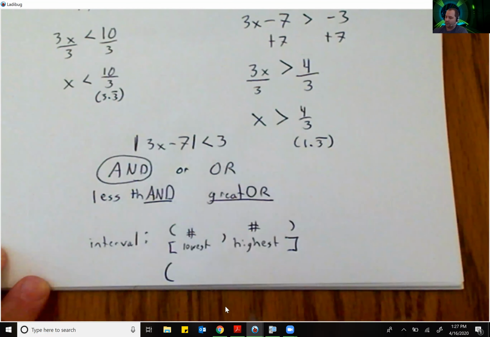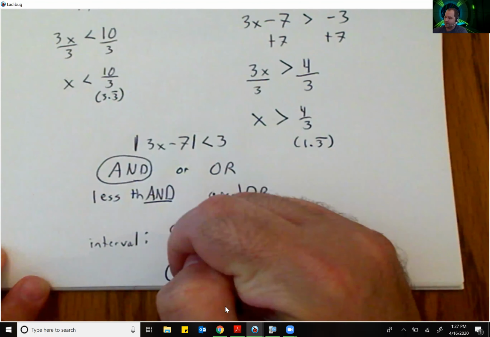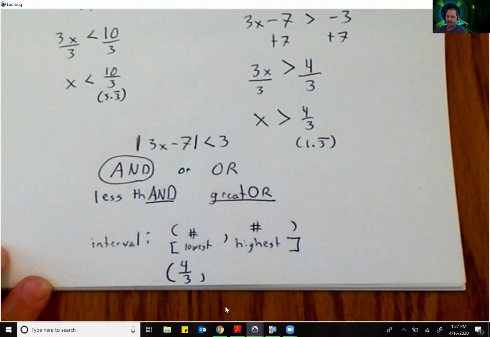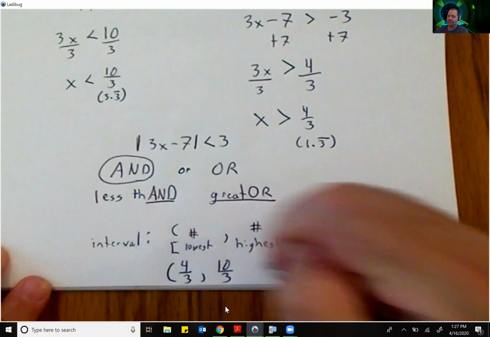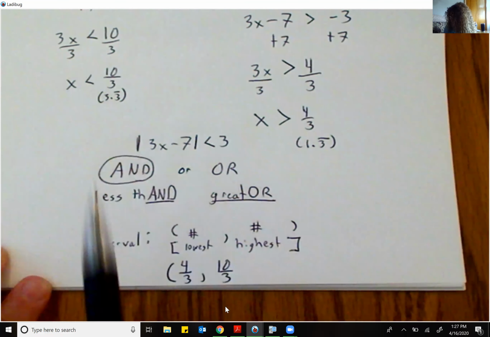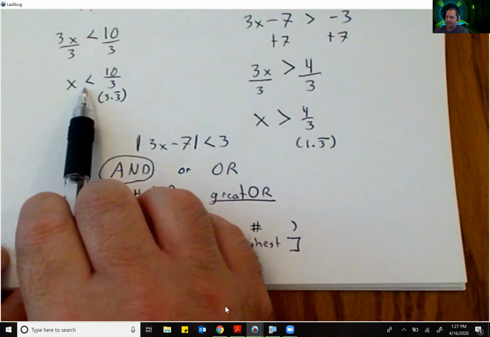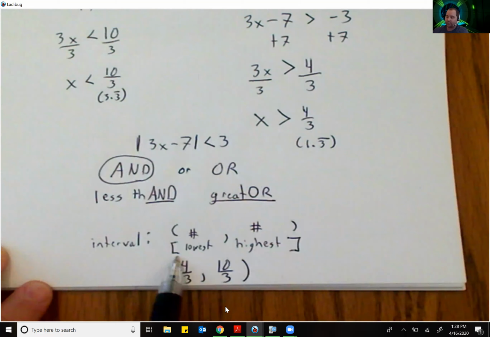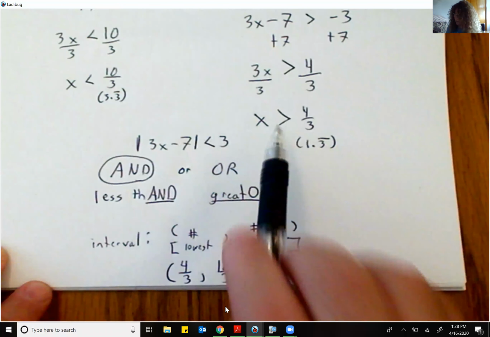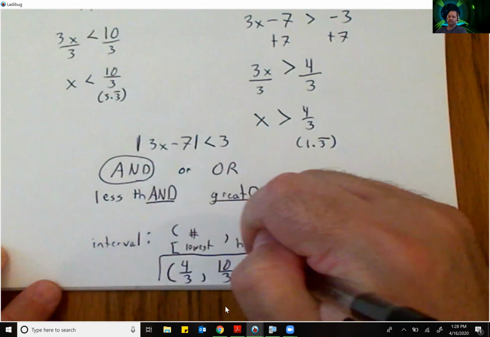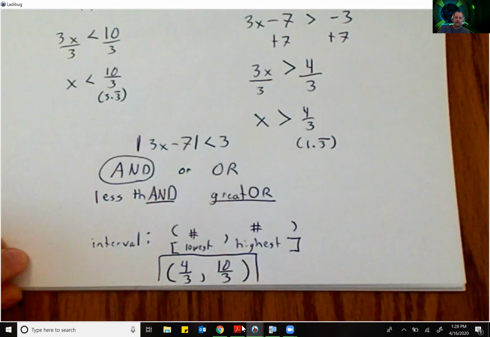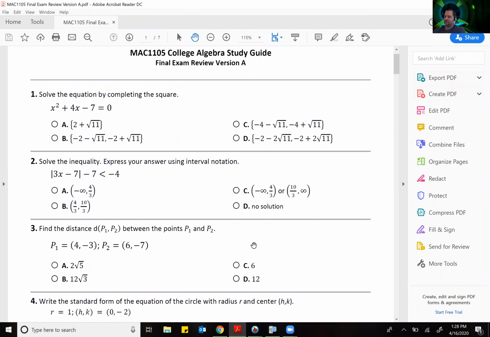So parenthesis, our lowest number, comma, here's our highest number, bracket or parenthesis? Parenthesis, because again, it's not equal to. The only time you put a bracket is if these were equal to's. So that right there is our answer. Got it. So if we go back and we look, there's only one of these that has the correct one, and that answer is B.